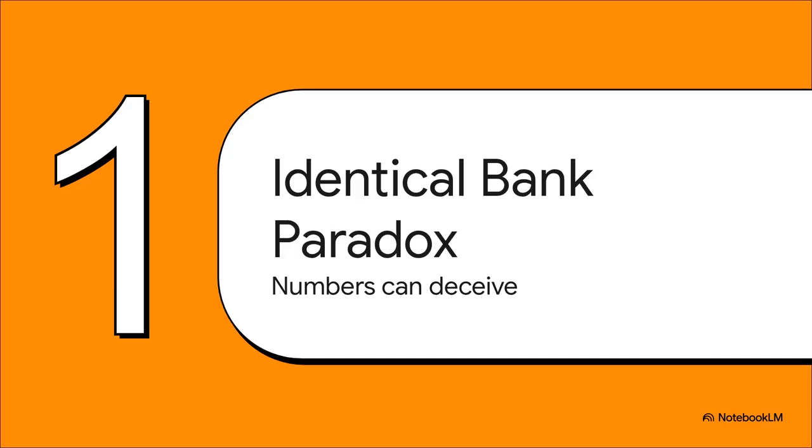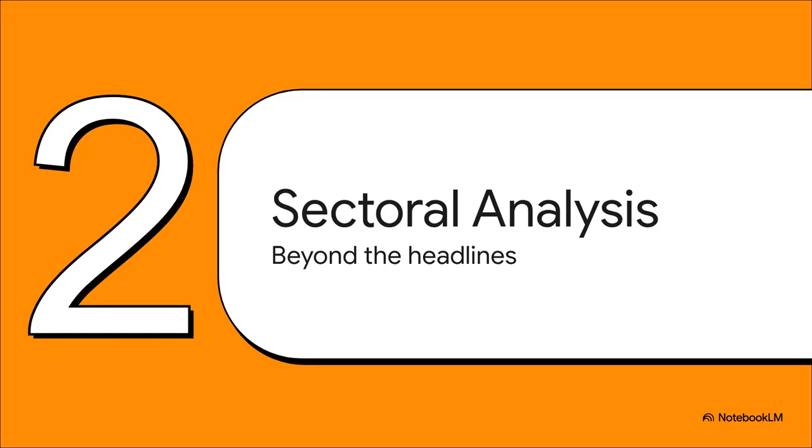And that brings us to our first big idea here, what we call the identical bank paradox. It's the perfect illustration of how headline numbers can totally fool you. The banks look the same, right? But their fates are tied to completely different sectors of the economy. If you really want to see what's coming, you can't just look at the P&L. You've got to dig into the bank's real engine, its loan portfolio. So the big question is, how do we actually look deeper?